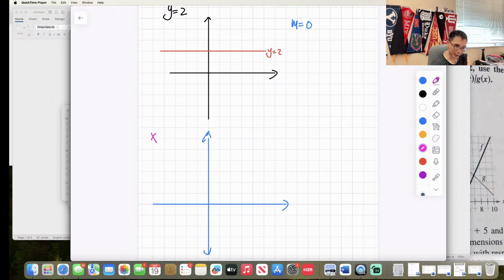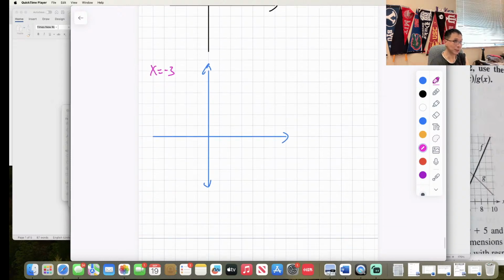How about graphing x equal to -3? How do I graph x equal to -3? It's a straight line. What kind of straight line, a vertical line or a horizontal line? Good. So it's going to be like this. Let me ask you, what is the slope of this function? Let me ask somebody, let's say Jacob. What's the slope of this function?